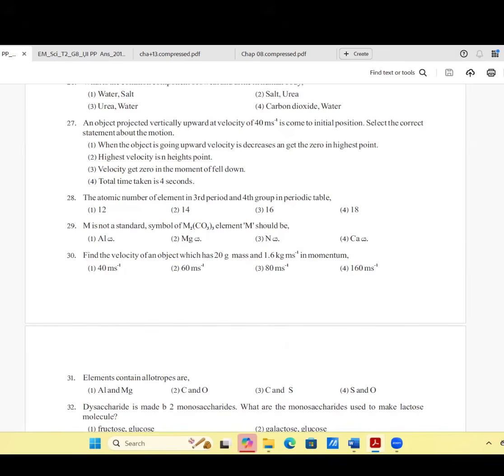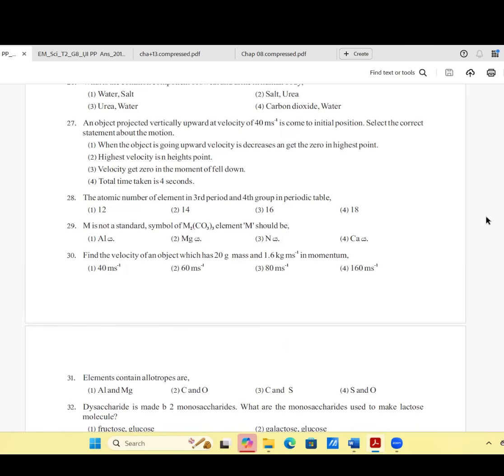28. The atomic number of the element in the third period and fourth group in the periodic table. Then you have to find what that element is. The answer is number 2, 14. In the third period, fourth group, we can see the 14th element. That element is silicon.